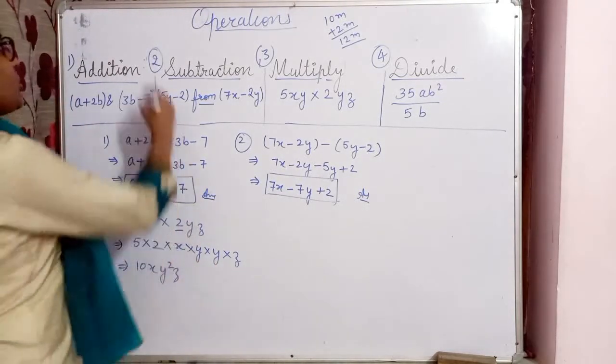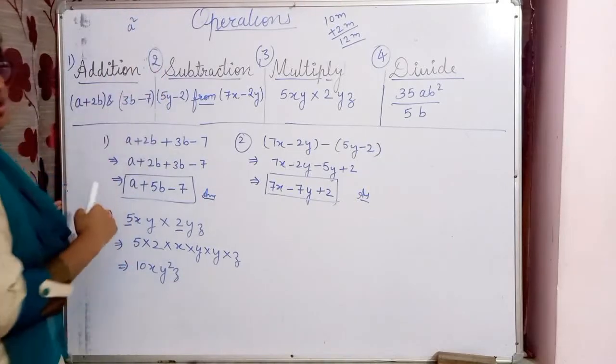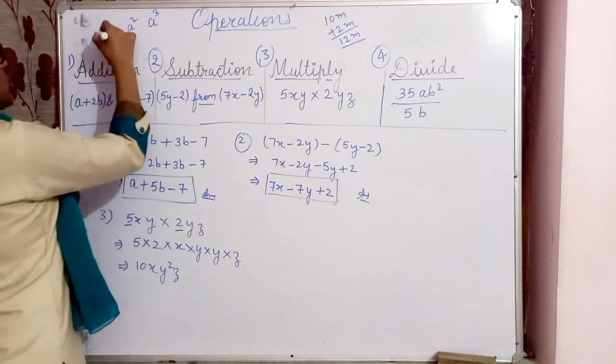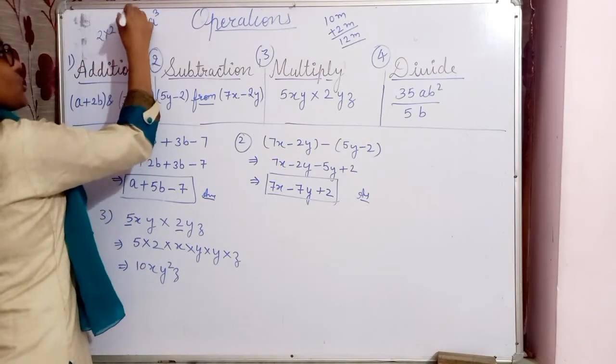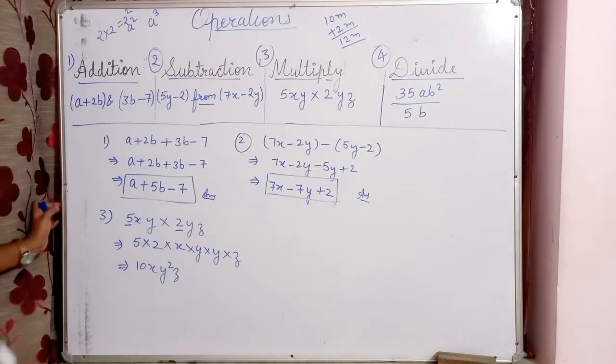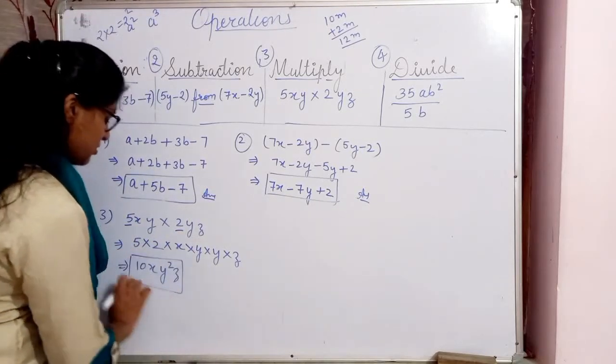Okay, I already explained you. Power 2 is known as squared, power 3 is known as cube, and when we are writing 2 into 2, 2 is to the power 2, so we can write also y into y is to the power 2, y squared. Done? So this is your final answer of this question.